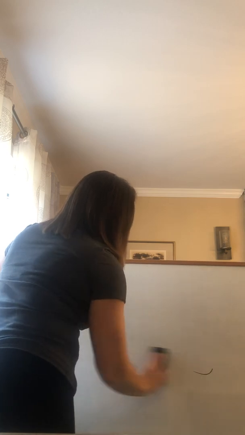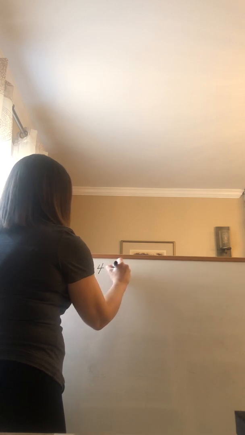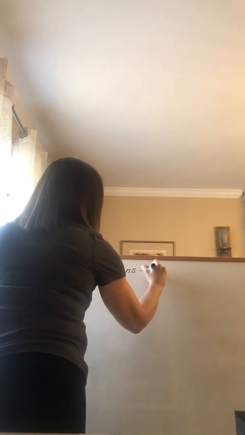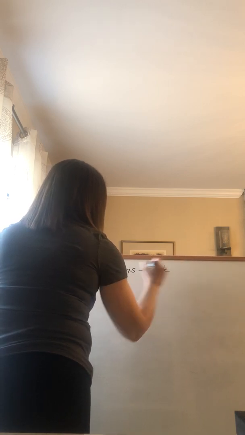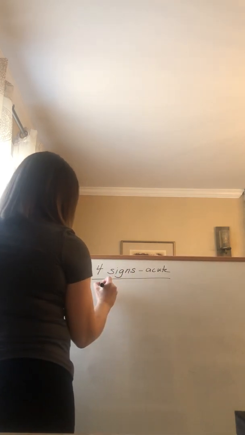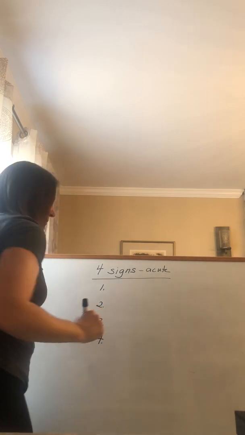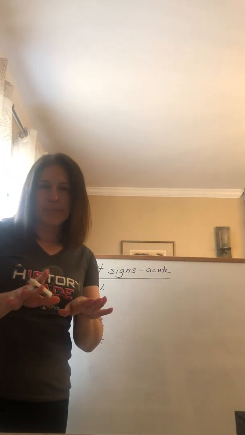Okay? So there are 4 signs of acute inflammation. I'm going to tell you what they are, and then I'm going to tell you why they are important and what their role is. So we have 4 signs, and again, this is acute inflammation. 1, 2, 3, 4. Okay? And we're just going to keep it simple.